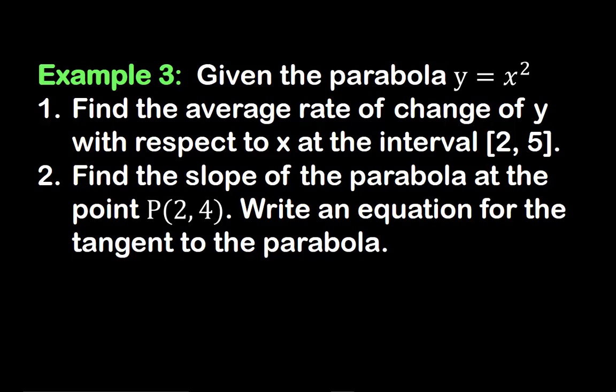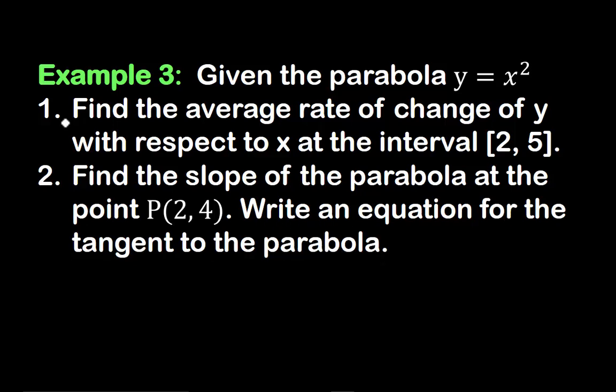Example 3. Given the parabola y is equal to x squared, find the average rate of change of y with respect to x at the interval from 2 to 5. Second is to find the slope of the parabola at the point P (2, 4). Then you have to write an equation for the tangent to the parabola.